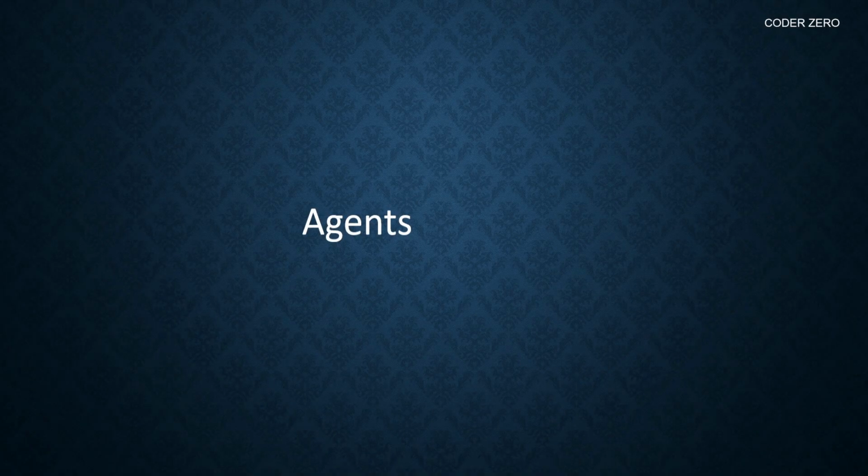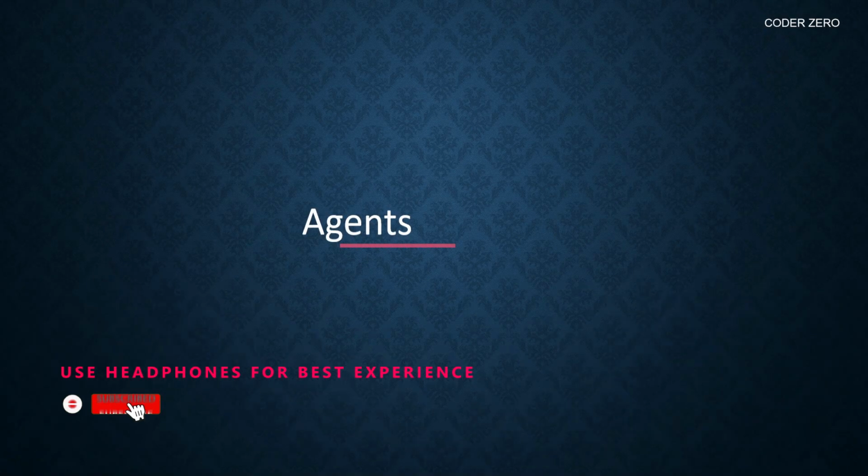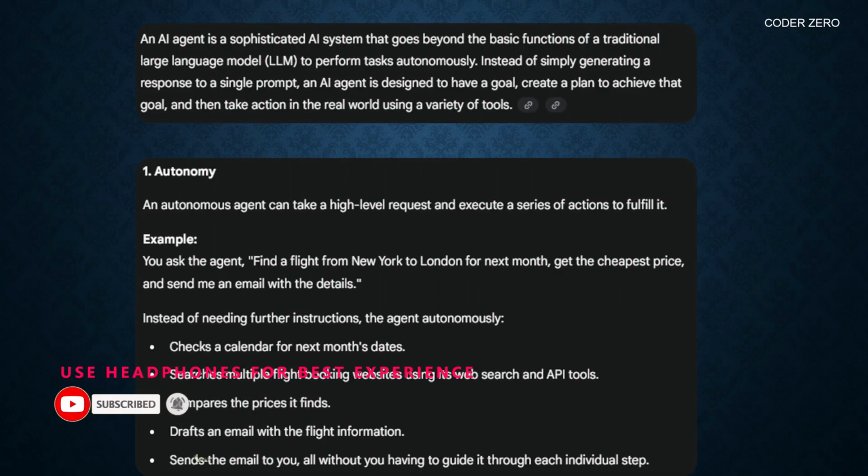Today we'll be talking about agents in LangChain. An AI agent is a sophisticated AI system that goes beyond the basic functionality of a traditional large language model to perform tasks autonomously. Instead of simply generating a response to a single prompt, an AI agent is designed to have a goal, create a plan to achieve that goal, and then take action in the real world using a variety of tools.